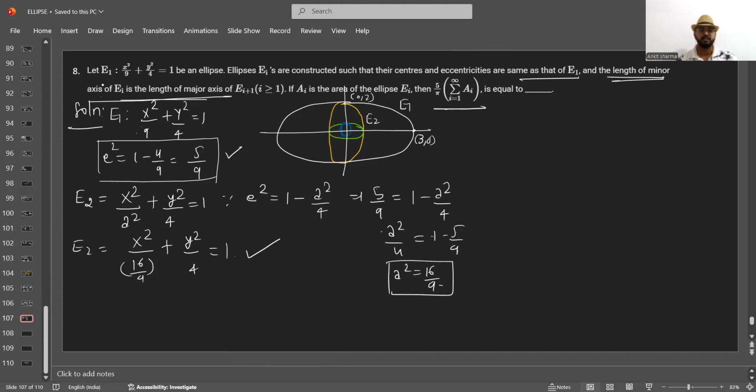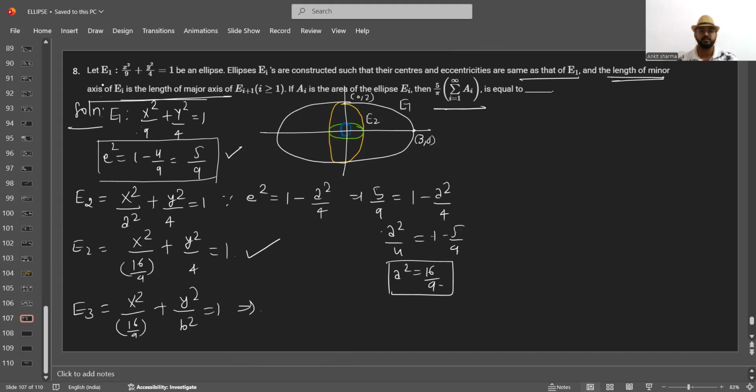Now, if I find E3, then E3 is the green one. So for the green one, we know A, we do have to find out B square. So it is simply x square over 16 by 9 plus y square over B square, which is missing there, is equal to 1.